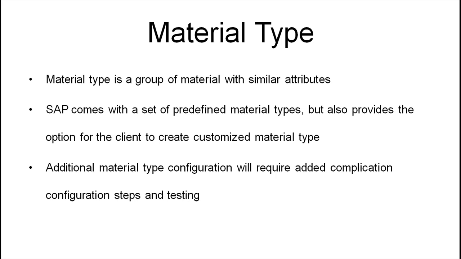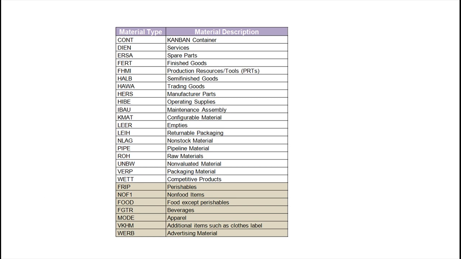Subsequent slides will have descriptions of various standard material types. A list of 26 material types comprises materials ranging from raw material, semi-finished product and finished product. While we discuss exhaustively the commonly used material types, the colored material types at the bottom of the table are for perishables, food items, apparel, advertising and others, which are not covered in the discussion.